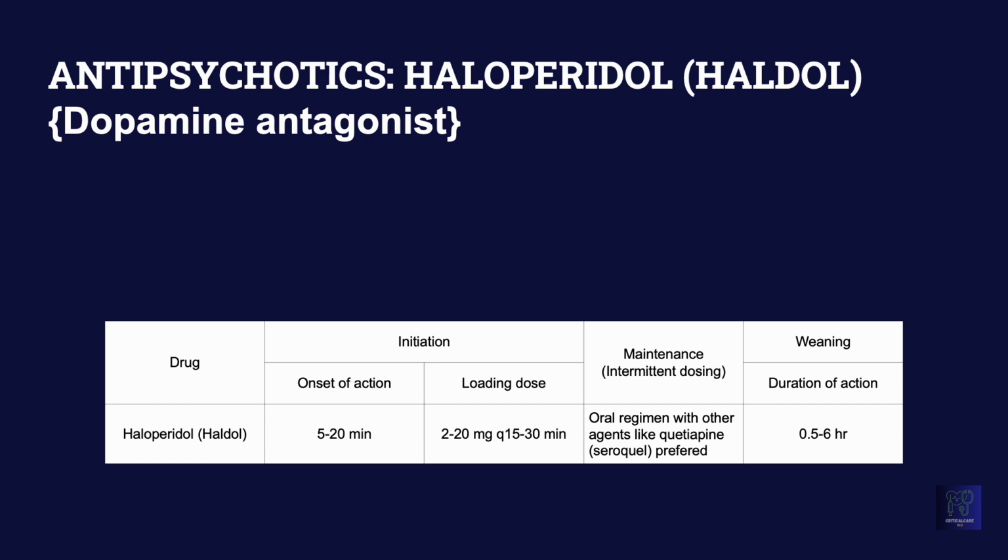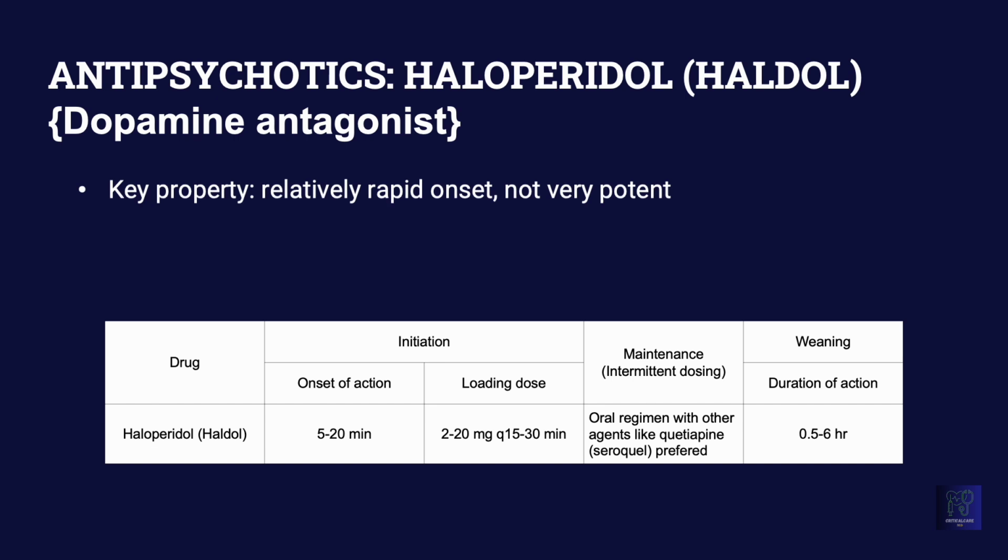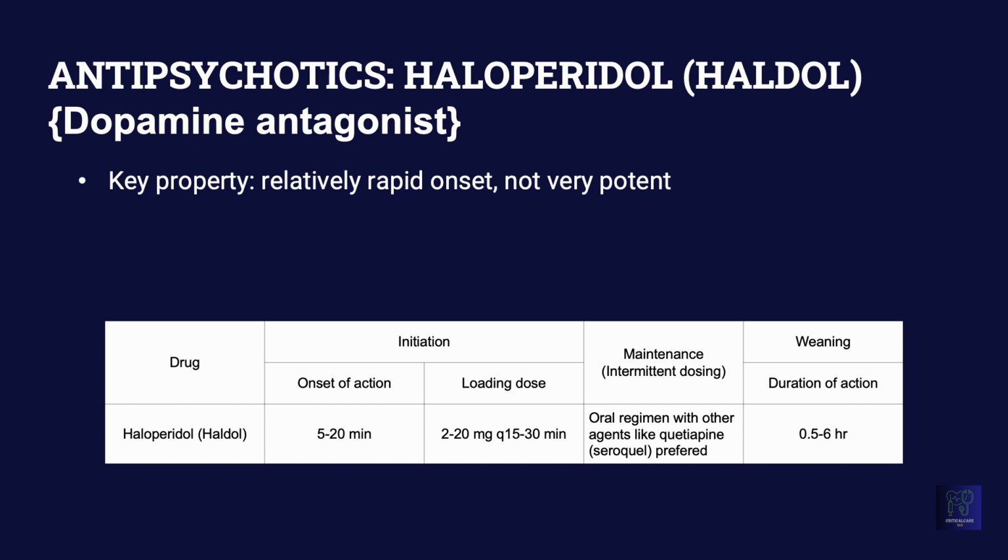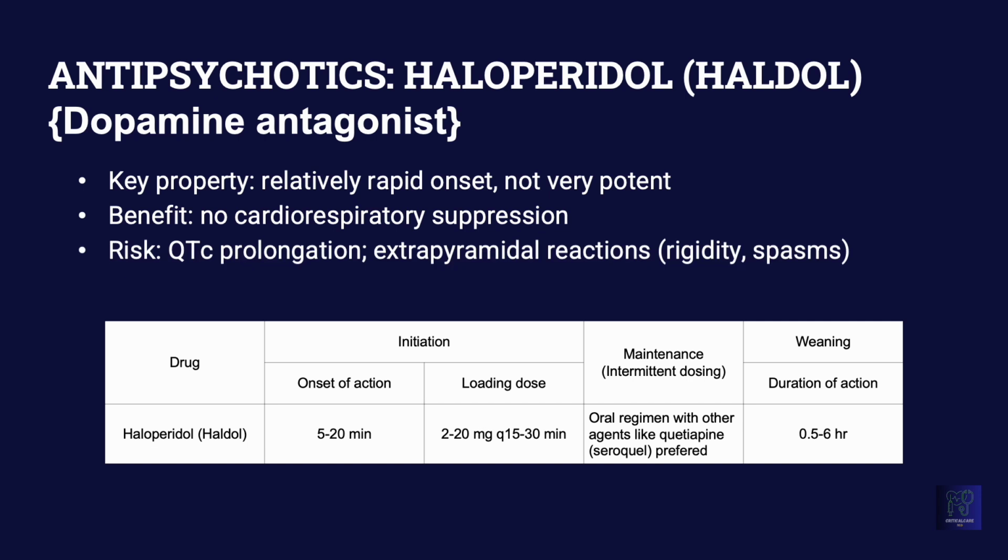Haloperidol or Haldol is an antipsychotic agent that blocks dopamine receptors. Its key property is it has a relatively rapid onset of action but is not a potent sedative. Main benefit is it does not cause cardiorespiratory suppression. Main side effect with Haldol is it causes QTC prolongation and associated arrhythmias, can also cause extrapyramidal movement disorders.